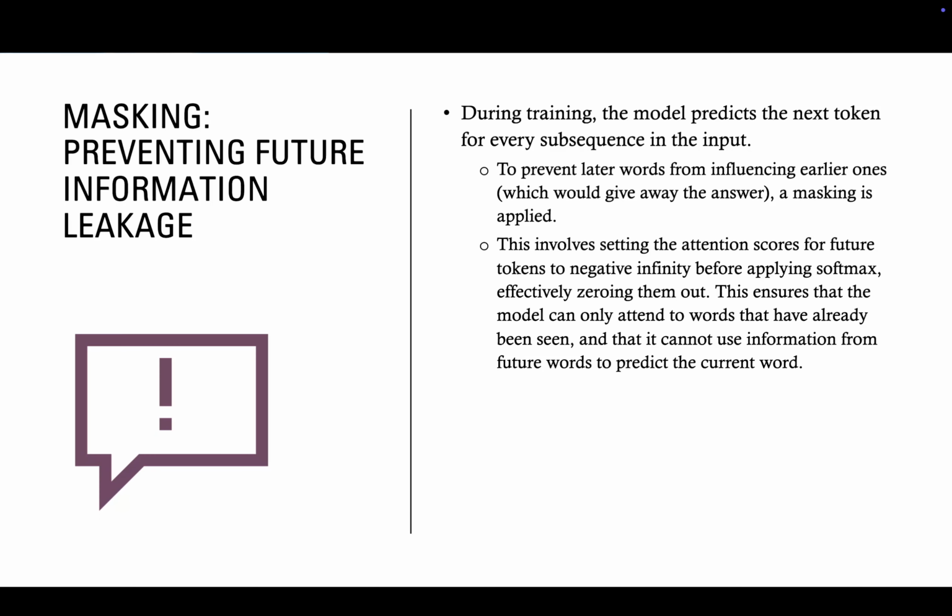So, during training, the model predicts the next token for each subsequence in an input. To prevent later words from influencing earlier ones, which essentially would give away the answer, a masking is applied. This involves setting the attention scores for the future tokens to negative infinity before applying softmax, effectively zeroing them out. This ensures that the model can only attend to words that have already been seen and that it cannot use information from future words to predict the current word.